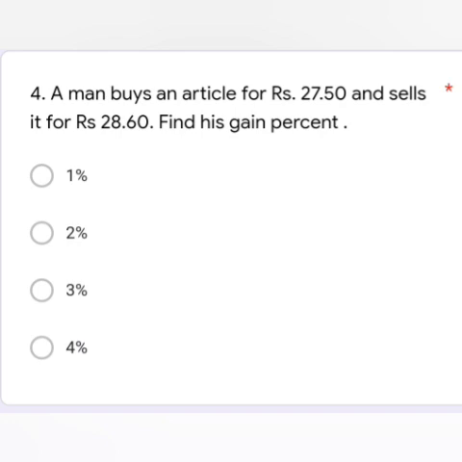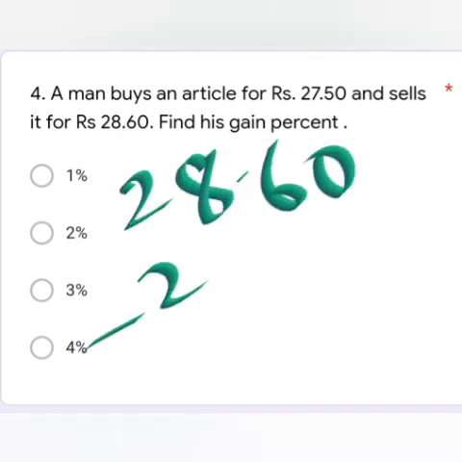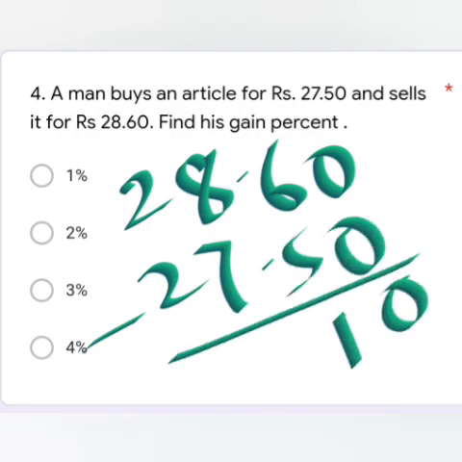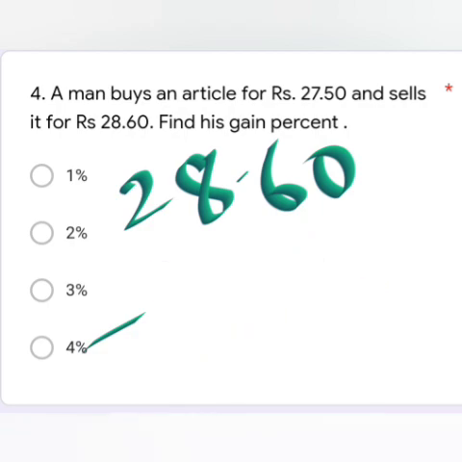So 28.60 minus 27.50. This is how much? 0. 6 minus 5 is 1. 8 minus 7 is 1. So 1.10 is the gain. So how will you find the gain percent now?